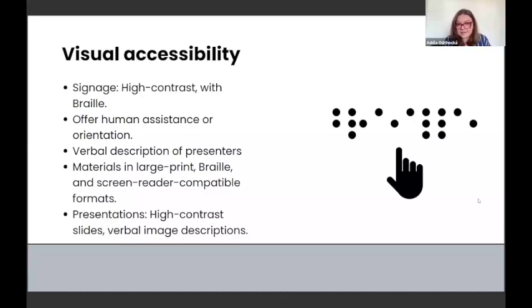And when presenting, you can use high contrast slides and provide verbal descriptions of images or visual elements to ensure everyone can follow along. Also, what is great with technology is tactile maps. You can use tactile maps of the area that are great to implement. And nowadays, with the existence of 3D printers, it's very easy to make, actually.